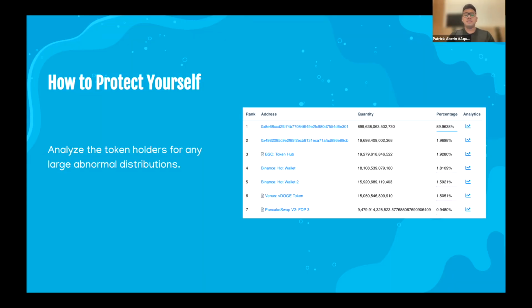You can also analyze the token holders for any large abnormal distributions. So you see right here, this is also Fire Drake protocol. The top wallet holds 89.9% of the total supply. So they also already have the liquidity tokens. So it's kind of a double risk. They could either exchange the liquidity tokens to withdraw the liquidity, or they could just fully sell off into the liquidity pool, diluting the liquidity pool with tokens and pulling out all of the BNB or BUSD or whatever other paired asset is in the liquidity pool.